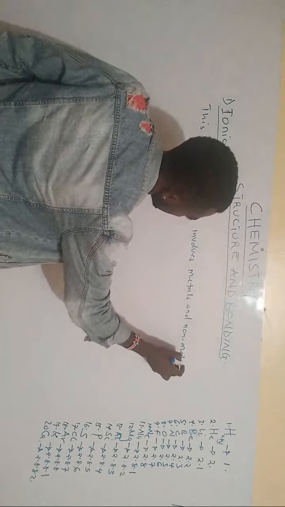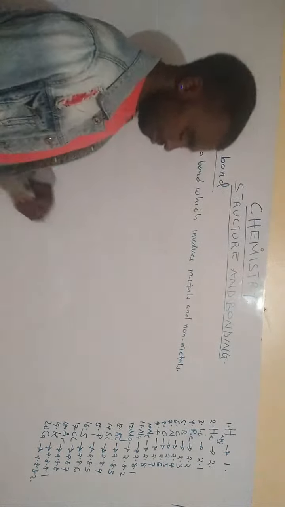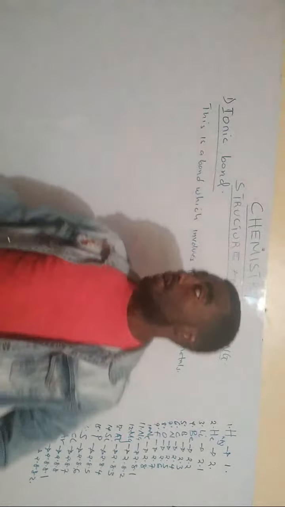Anyway, covalent bond. Next is the ionic bond. An ionic bond is a bond which involves metals and non-metals. And what exactly happens after they bond together? They form ions, they form respective ions.